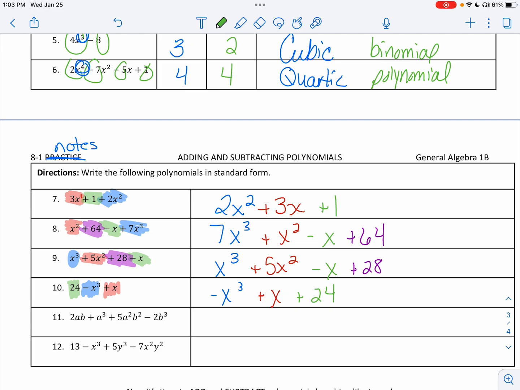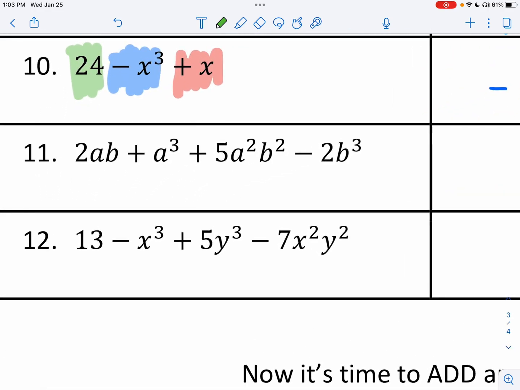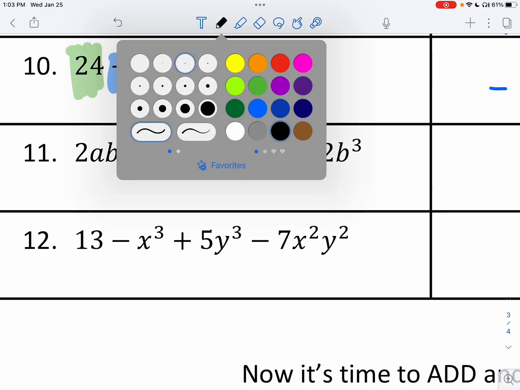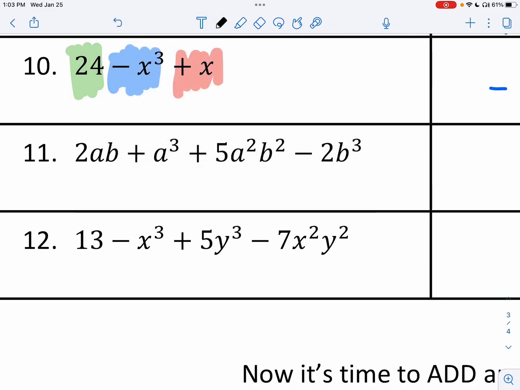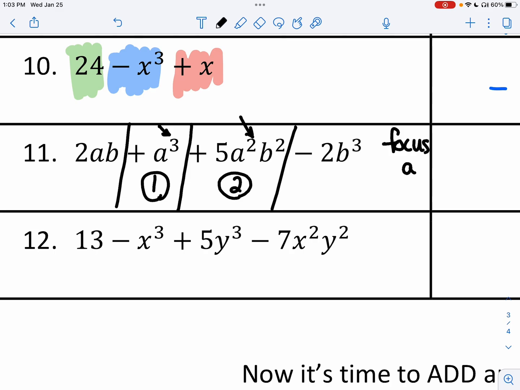Now the next one, we have to be kind of careful because there's double variables, okay? So we're going to focus on A. My focus will be on A. Alphabetically, A comes first. So this one is going to be first because A has a power of 3. Then this one's actually going to be next because A has a power of 2. So I'm just going to write 1, 2. The next one I'm going to do is this one because A has a power of 1. I'm completely ignoring B. That would make this one come last because it has absolutely no A's in it.